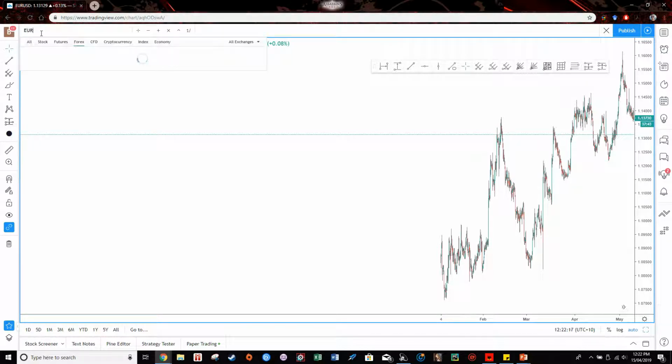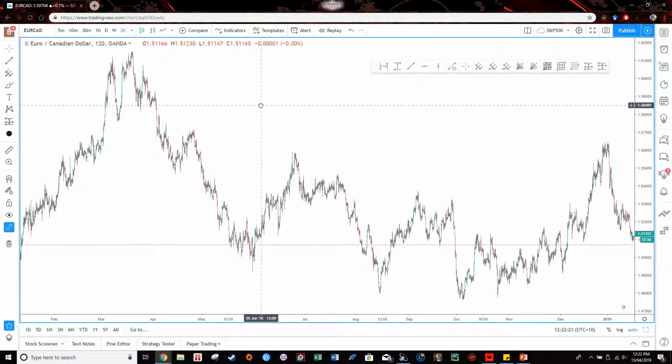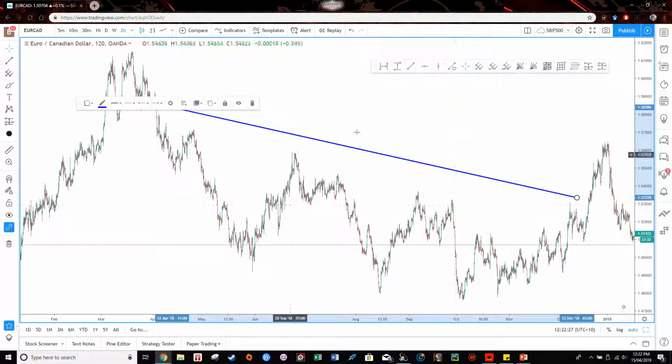This is all consolidating for the euro. Euro CAD. Let's see what's happening now. Oh, perfect. Here we go. Finally, we have something visible here for us.